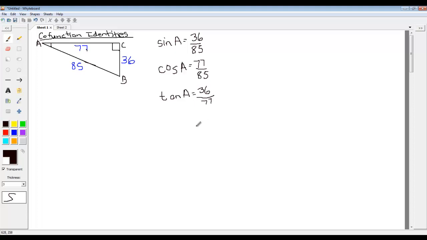Then for our reciprocal identities, reciprocal of sine, we get cosecant of A, so 85 over 36. Reciprocal of cosine would be secant of A, so we get 85 over 77. And the reciprocal of tangent, we get cotangent of A, and that would be 77 over 36. Okay, so there are the values for A.